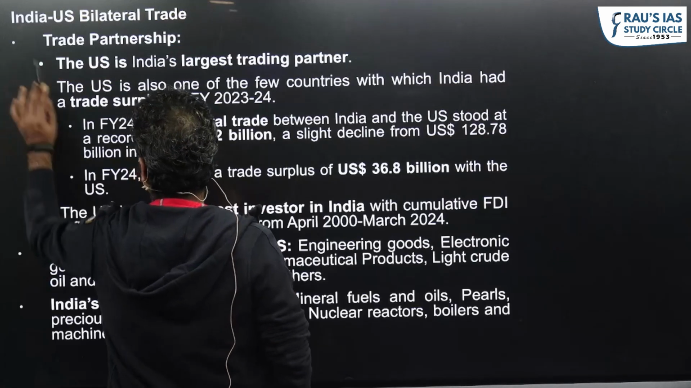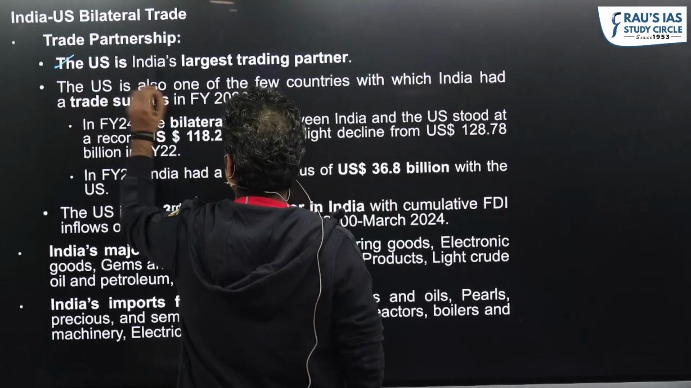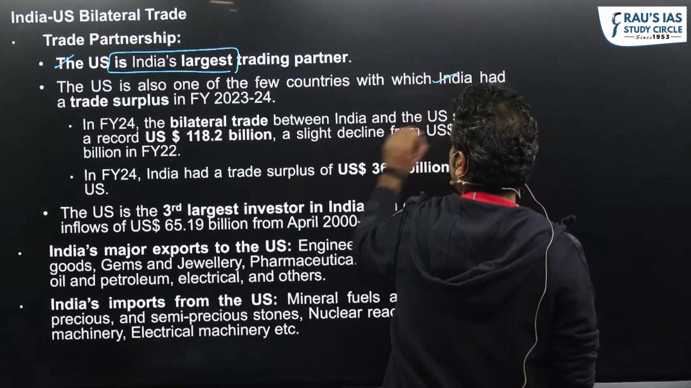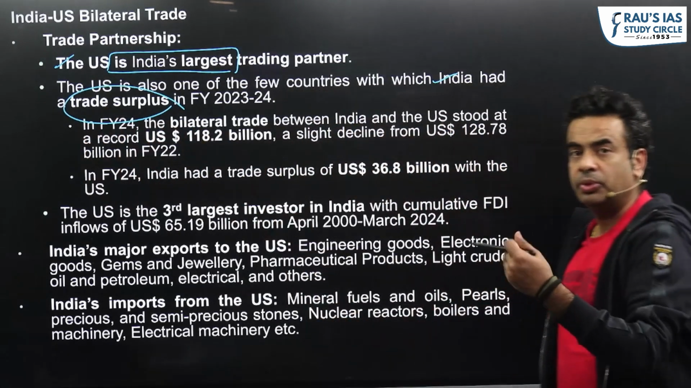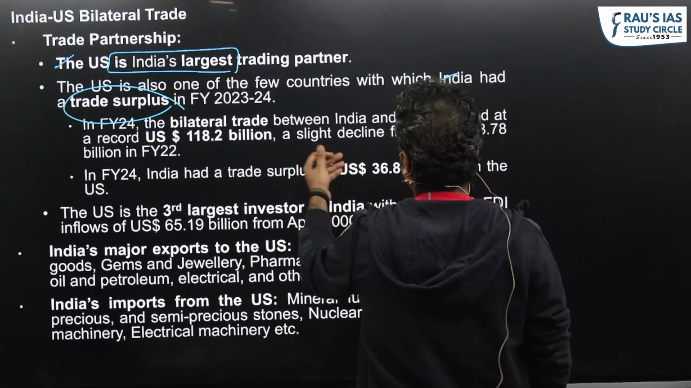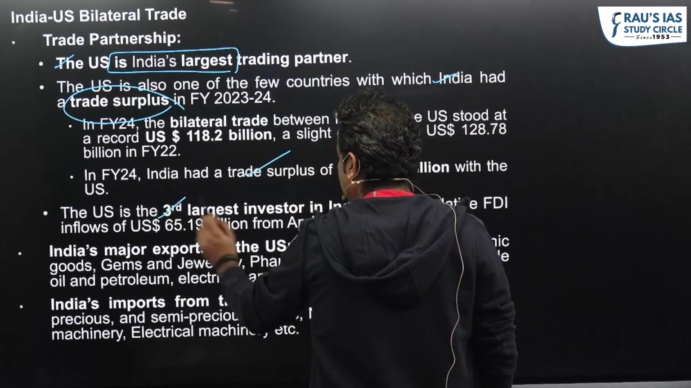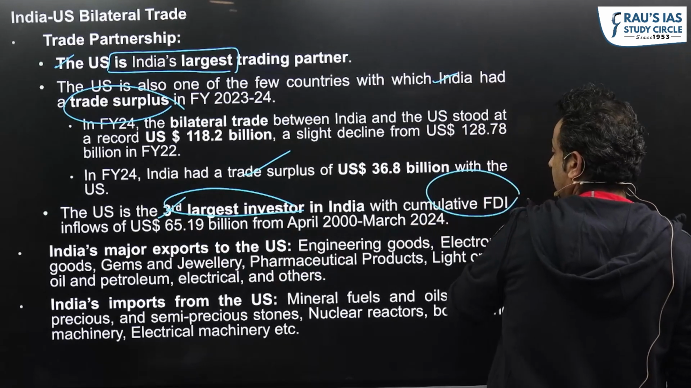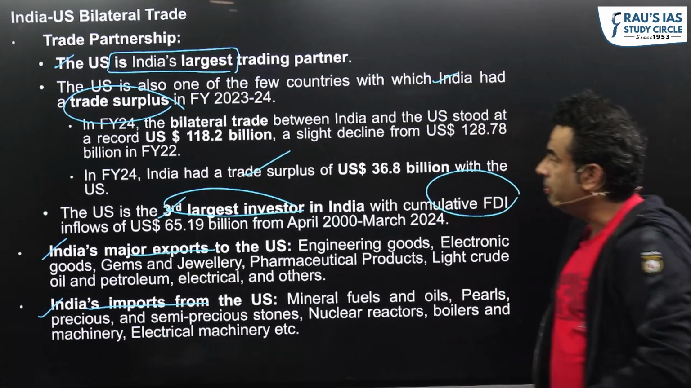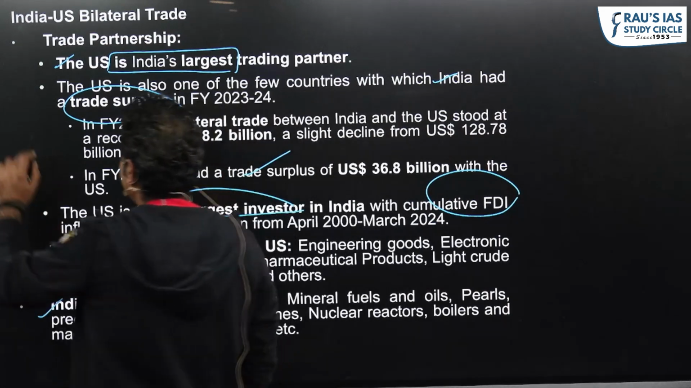So the first thing is MAGA, which is important to remember in this context. Factual things important to know: the US is India's largest trading partner individually as a country. The US is one of the few countries with which India has a trade surplus, meaning we export more and import less from the US. How much it is is not that important, but it is important to know that we maintain a trade surplus. The US is the third largest investor of FDI. In general, remember the major exports and imports India has with the US, but the important point is that the US is the largest trading partner, and with the US we have a trade surplus, not a trade deficit.